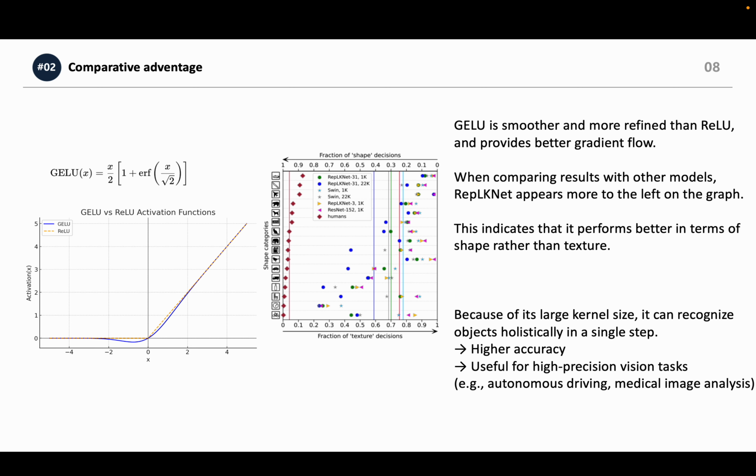In performance comparison, RepLKNet tends to be on the left side, indicating a bias toward shape features over texture. Thanks to its larger kernel size, it can understand the object in one go, making it suitable for high-precision vision tasks such as autonomous driving or medical imaging.